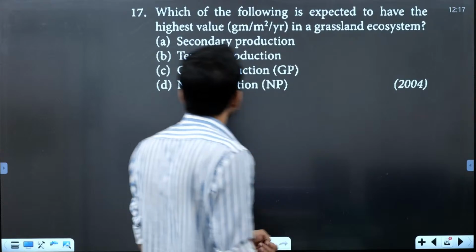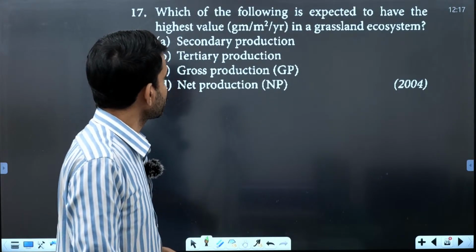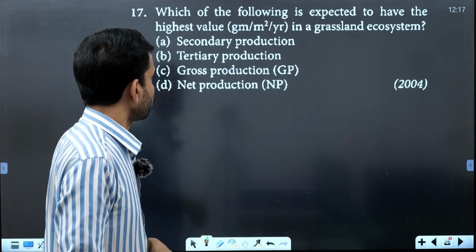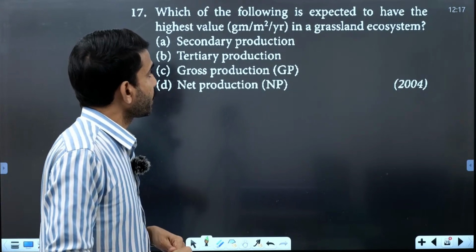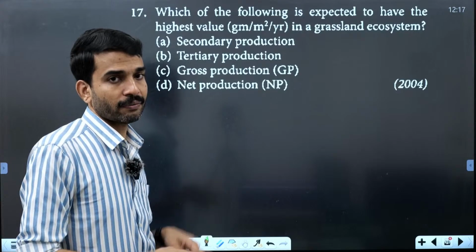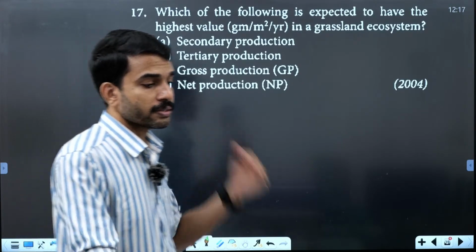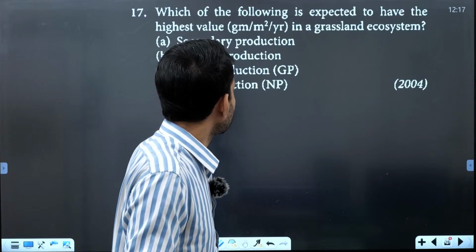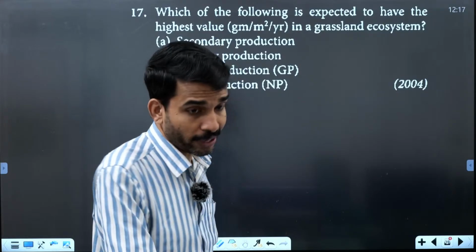Next one. Which of the following is expected to have the highest value in a grassland ecosystem? Okay, highest value in the sense productivity itself. Again, is it primary productivity or secondary productivity? Is it gross primary productivity or net primary productivity? That question is all about that. Or tertiary production they have given.